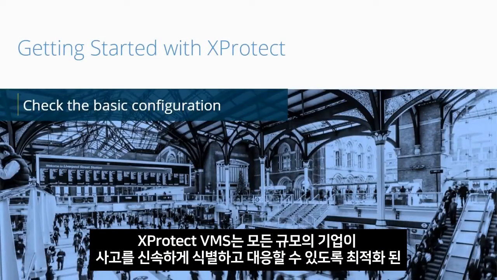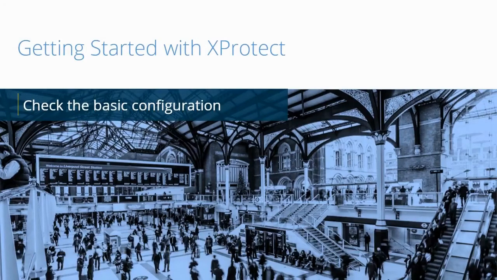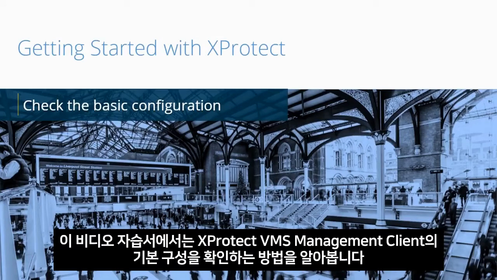XProtect VMS is a suite of powerful open-platform IP video management software products optimized for companies of all sizes to quickly identify and respond to incidents. In this video tutorial, you will learn how to check the basic configuration of the XProtect VMS management client.